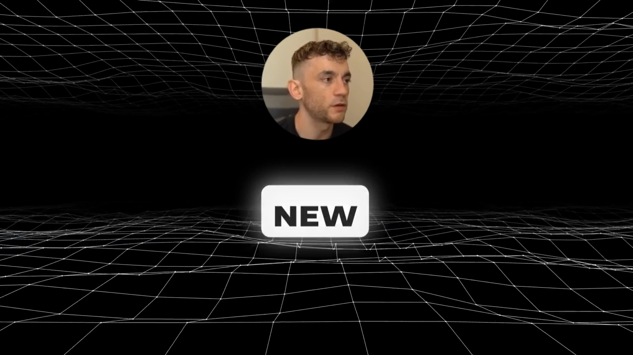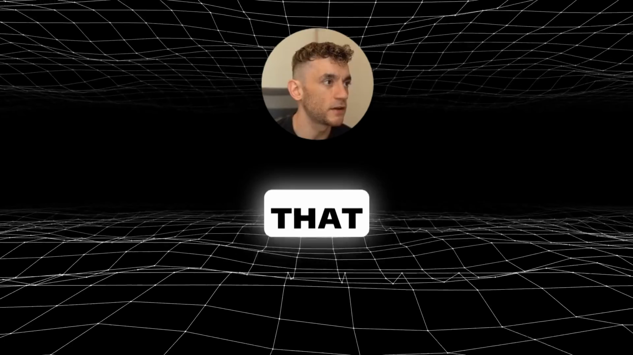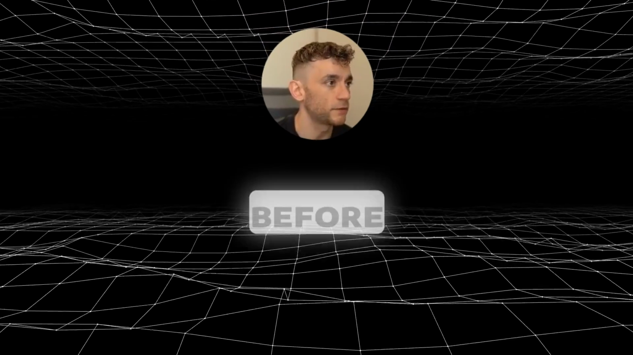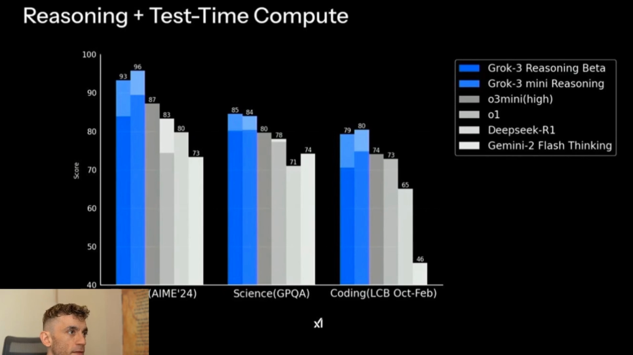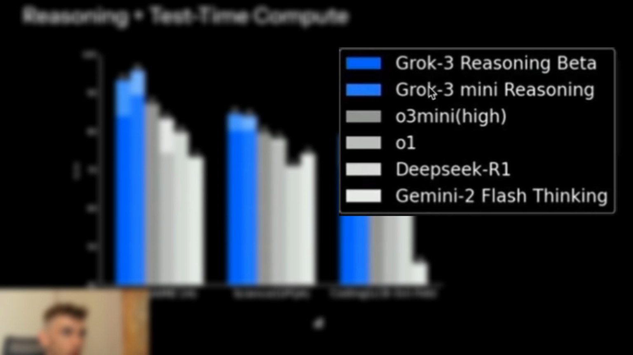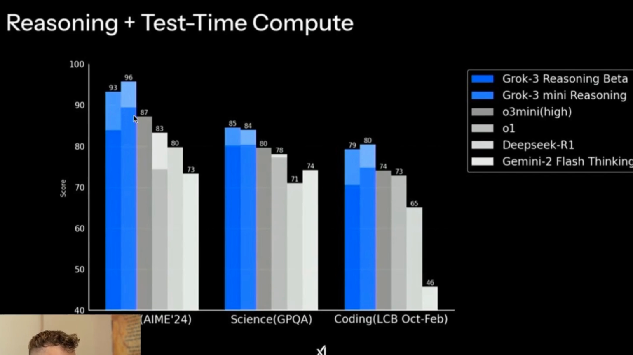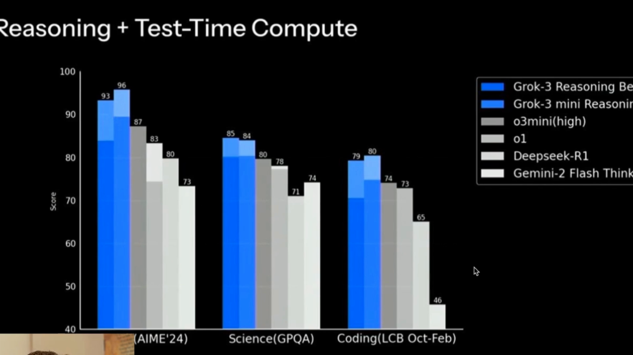Now, one of the new things about Grok 3 is that it's featuring this new reasoning model that it never had before. And if we compare this to some of the best AI models in the world, you can see that Grok 3 is outperforming O3 Mini, O1, DeepSeek R1, and Gemini 2 Flash Thinking by a long way. The blue is Grok, and the rest of the models are trailing behind by quite a long way when it comes to math, science, and coding for reasoning and test time compute power.